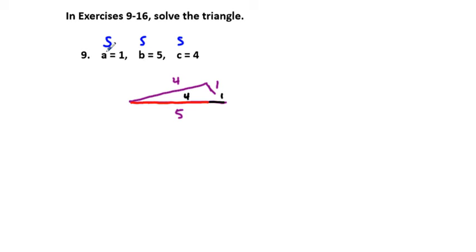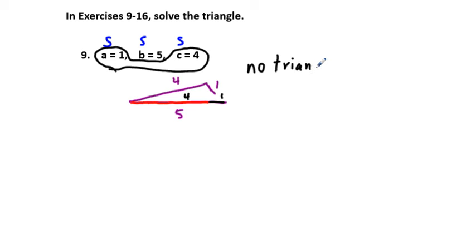So if the short sides, in this case C and A, are less than or equal to the longest side, we do not have a triangle. So no triangle exists. I'll just say it that way.